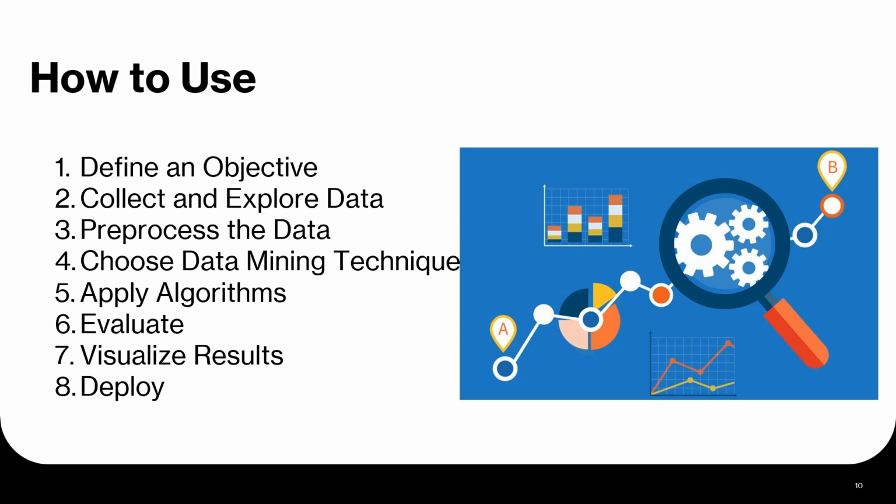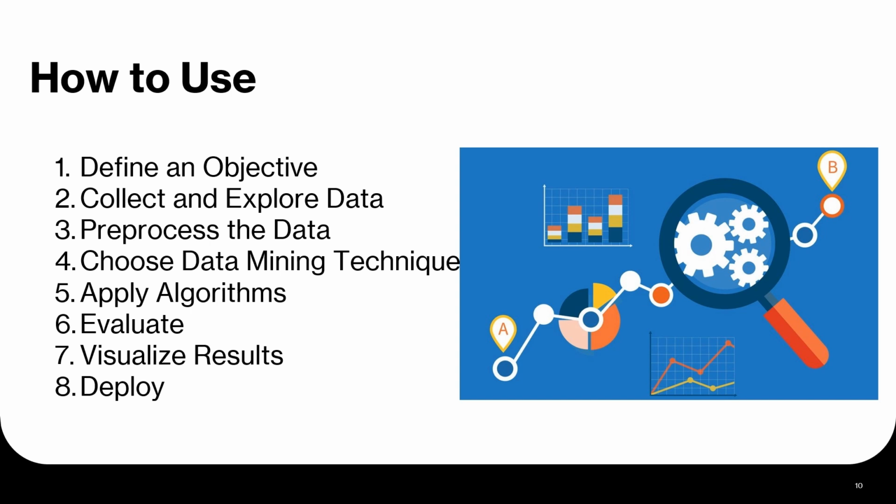Step 2. Collect and explore data. Gathering data relevant to an objective, which can come from various sources like feedback and databases. Once data has been gathered, you will want to explore it and look for trends, patterns, outliers, and relationships.